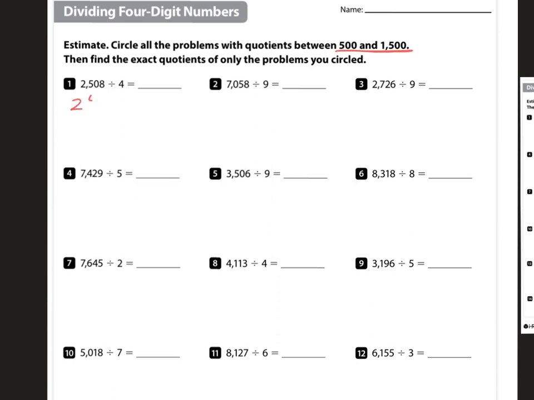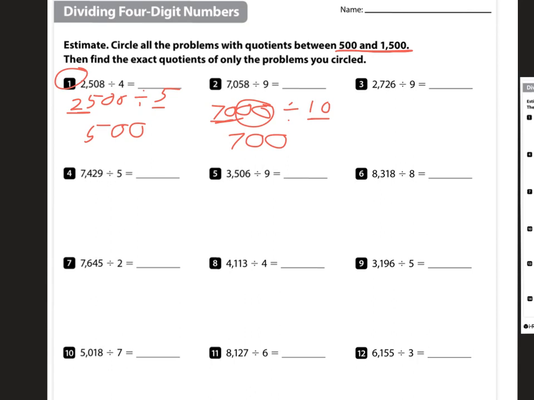Alright, so 2500 divided by 5. Alright, 5 goes into 25 5 times. You have 2 zeros, so 500's good to go. You have 7,000 divided by 10, and 10 goes into 70 7 times, and you have 2 zeros. So 700 is in between 500 and 1500.